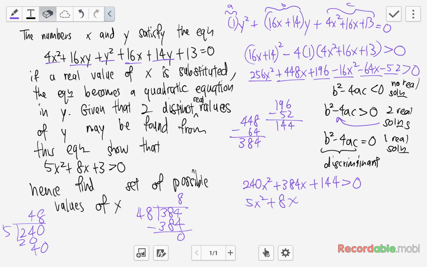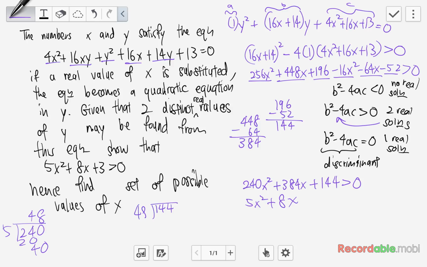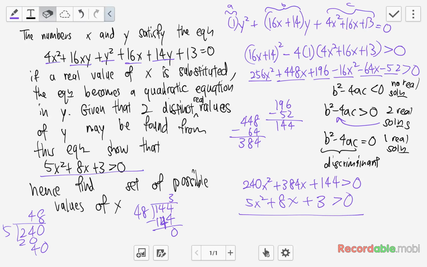And 144 divided by 48, what do I get? I guess it's just 3. So I get the correct result. This is exactly this. So I have proven it. Now I'm asked to find the set of possible values of x.